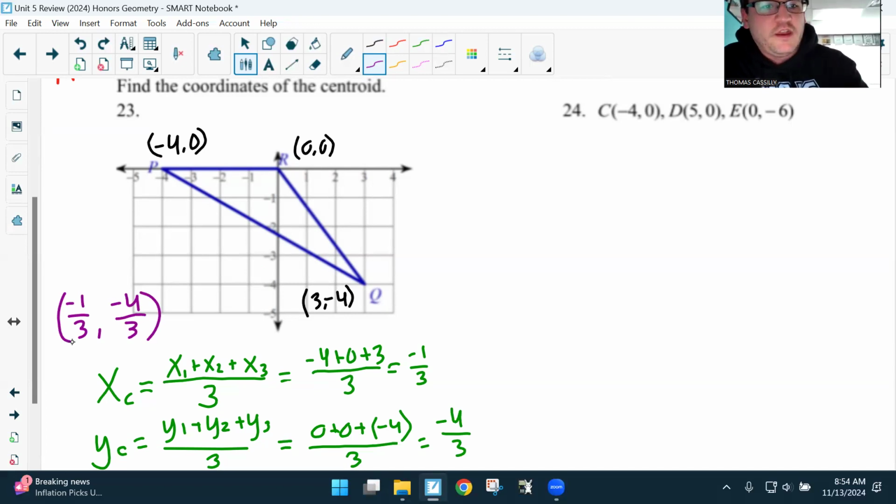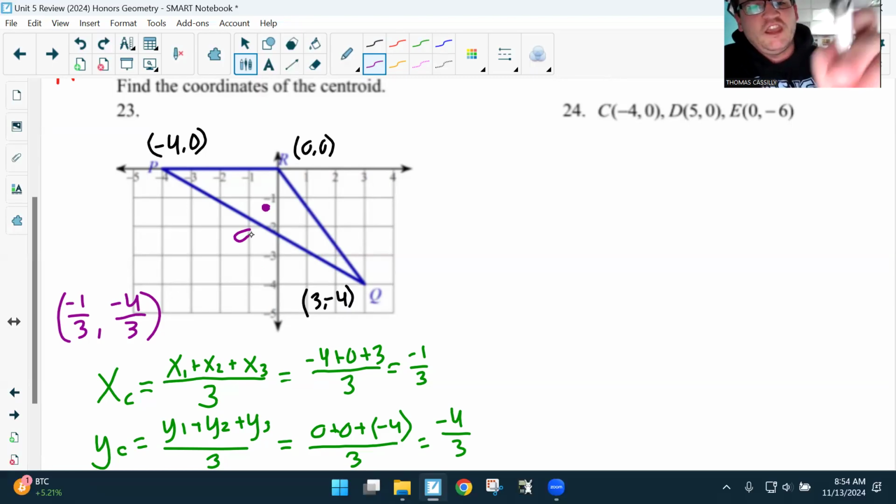Let's just look and see where that is. I got negative 1/3, so I'm going a little bit to the left, and I'm going a little bit down. So that's going to go right there, approximately. I'll call that point C for our centroid.